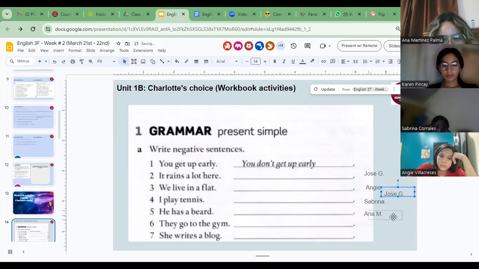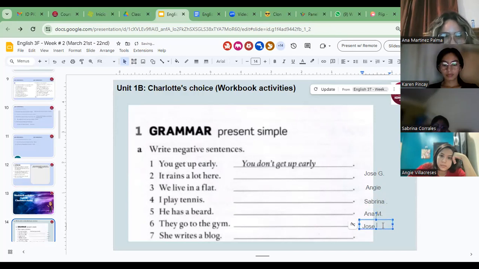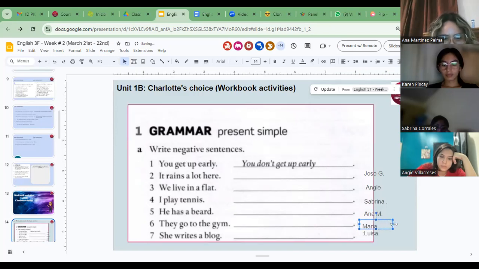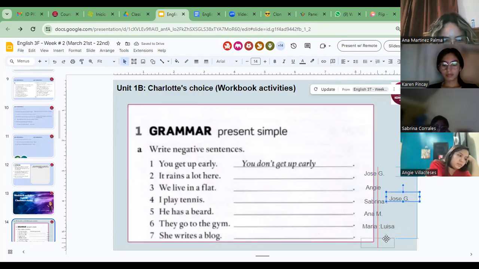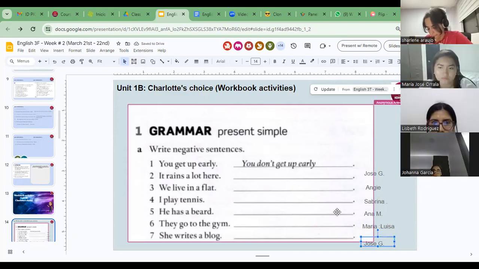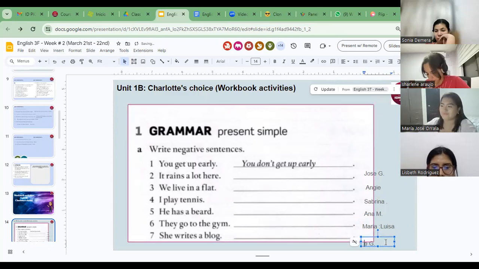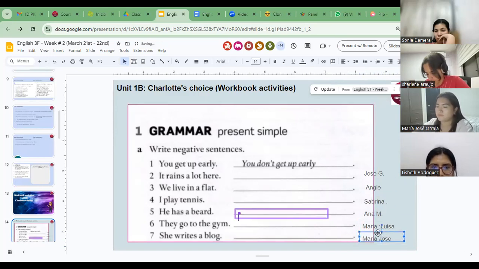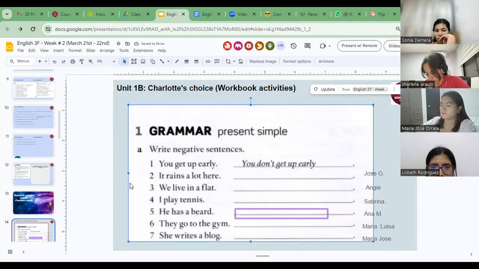Would you like to help me? Of course. Maria Luisa, I'm going to add you here. So you're going to be doing number 6, so you can practice. So this is what we are for. We're here to practice. Maria Luisa, and the very last one, number 7. And here, I'm going to ask Maria Jose. Okay, so Maria Jose, you help me with number 7. There you go. Okay, I added your names already. If you want me to share the links again, I can do it.